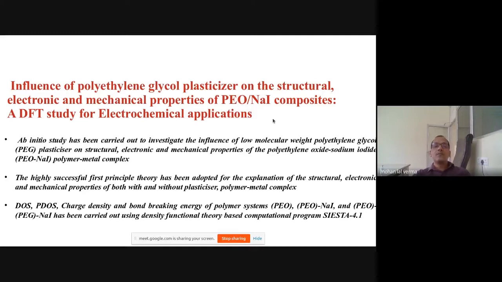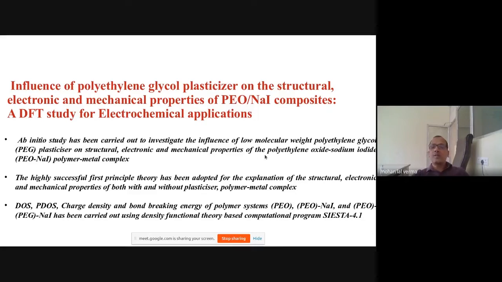Now the second part of this presentation is the influence of plasticizer in the PO and sodium iodide composite. For the PO and sodium iodide composite, the DFT study has been performed, and when we took the glycol plasticizer, we observed its effect using this DFT.